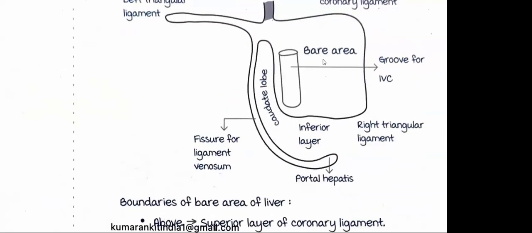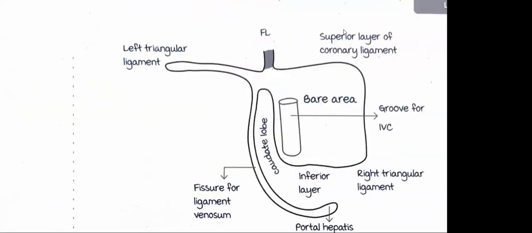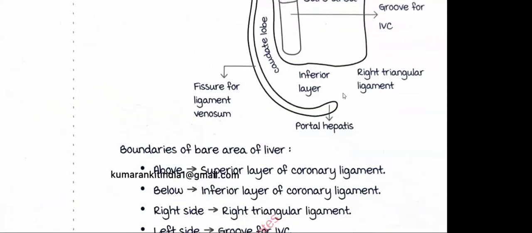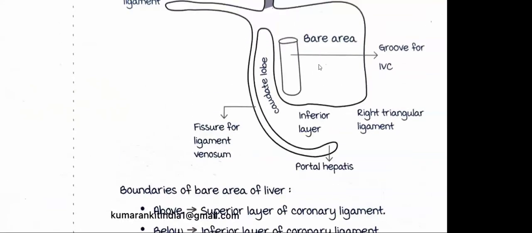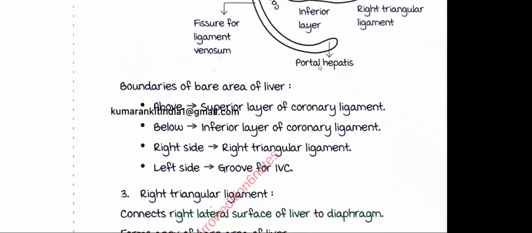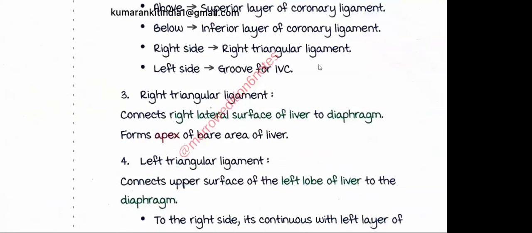Upper, superior layer of coronary ligament. Below, inferior layer of coronary ligament. On right side, right triangular ligament. Left side, groove for inferior vena cava. Right triangular ligament.